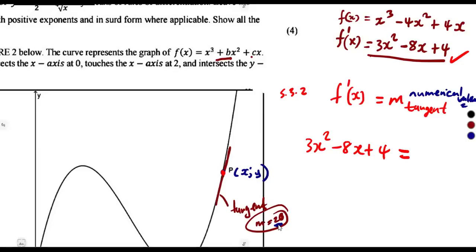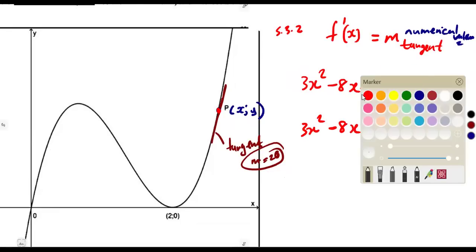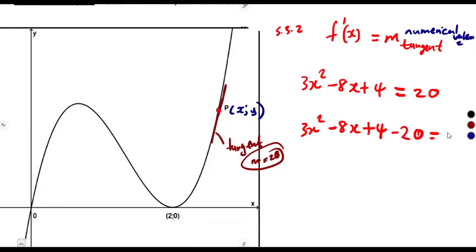So in our case, the gradient of the tangent is 20. So you equate to that numerical value like this. You have formed an equation, guys, that you need to solve. The first derivative must be equal to the gradient of the tangent. So let's solve. 3x squared minus 8x plus 4. You take the 20 to the other side, so it was going to be negative 20. That's equal to 0. So 3x squared minus 8x, 4 minus 20, that's minus 16, is equal to 0.